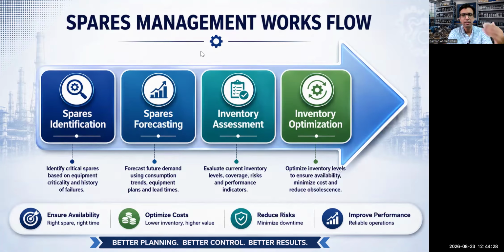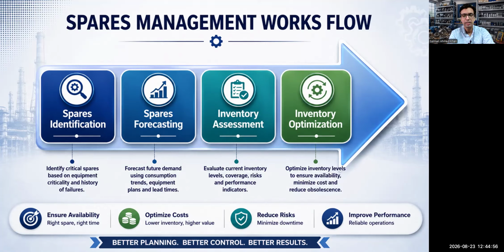Now, how does spare management actually work? There are basically four categories where you can manage your spares. Number one is spares identification. You need to identify the critical spares based on equipment criticality and the history of failures. And then you need to forecast your spares based upon their demand, using consumption trends, equipment plans, and lead times.